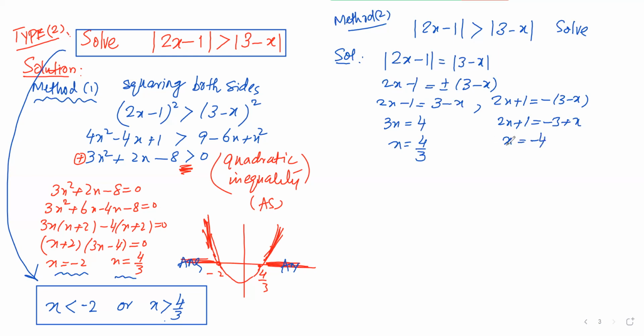Sorry, 3 minus x and minus 3 minus x. There is a minus sign here, sorry. This is minus, 2x minus 1. So 2x minus 1 is equal to minus 3 plus x. So x is equal to minus 2, the same answer as before.